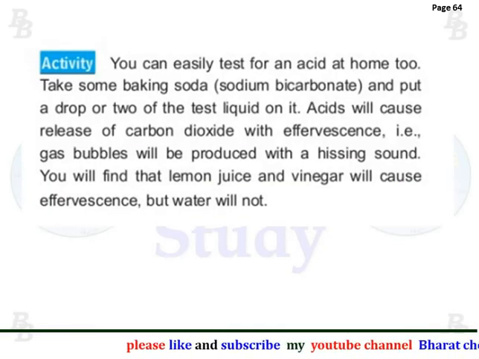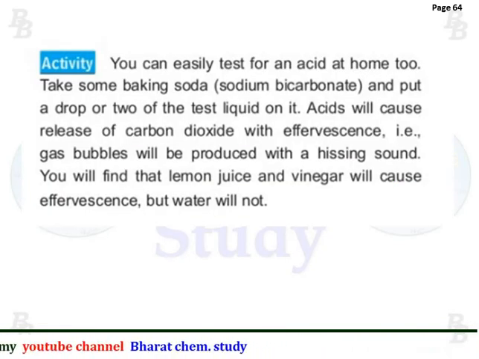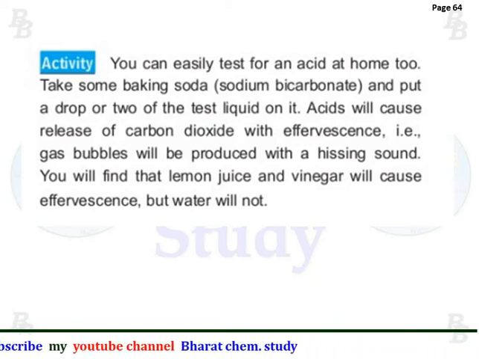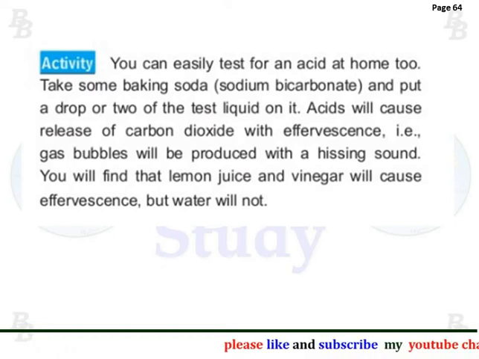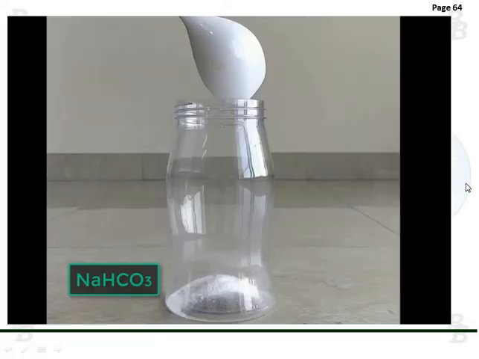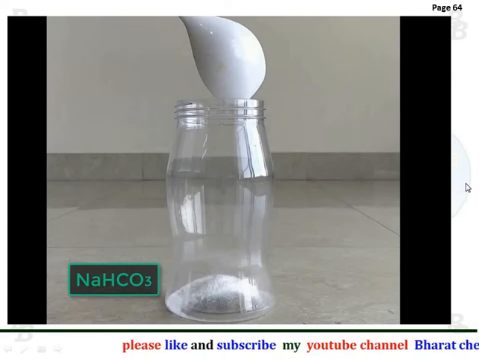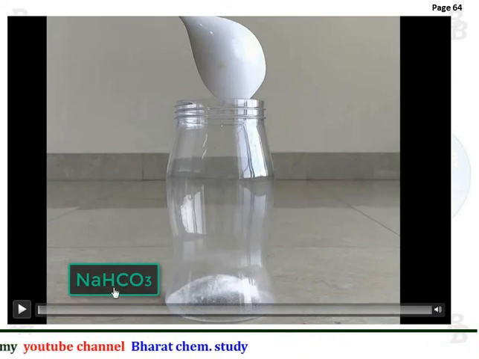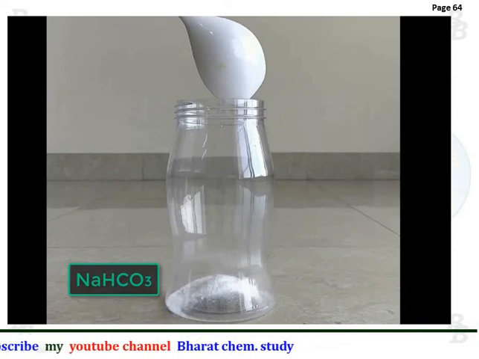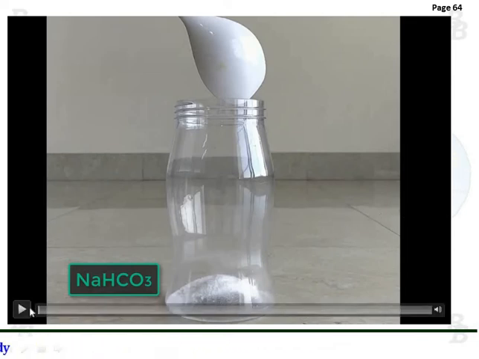Now let's do an activity which you can also do at home. Most homes contain baking soda, that is sodium bicarbonate, and most houses also have vinegar, which is acetic acid. So let's see what will happen when we add vinegar or acetic acid to sodium bicarbonate. Here in this video we are using baking soda, which is called sodium bicarbonate, having the formula NaHCO3, in a beaker, and now we are going to add acetic acid, that is our vinegar, to it, and let's see what happens.